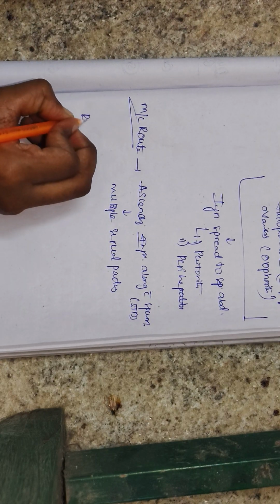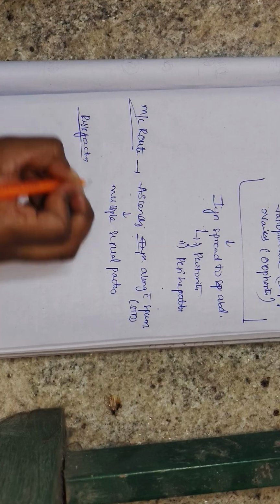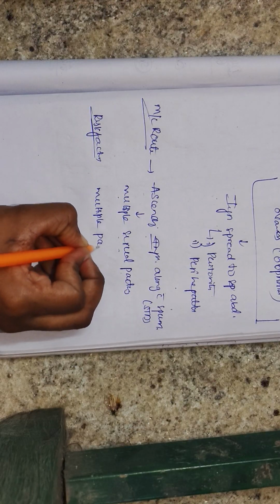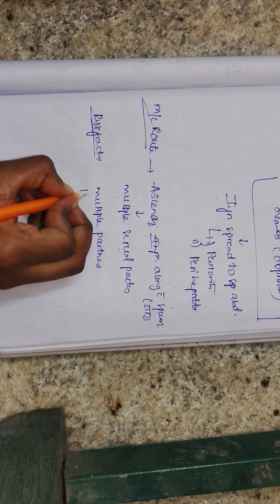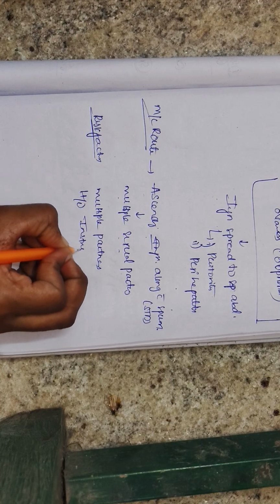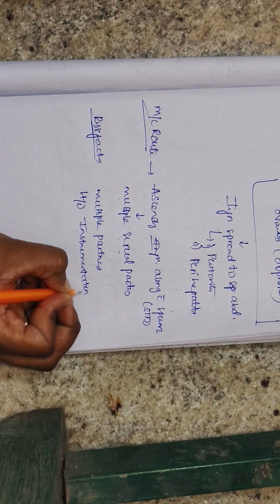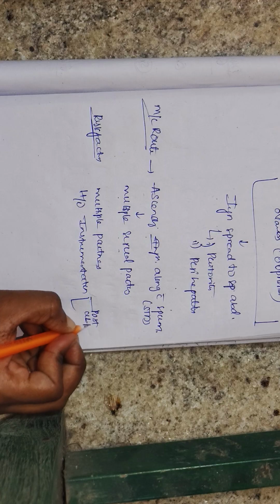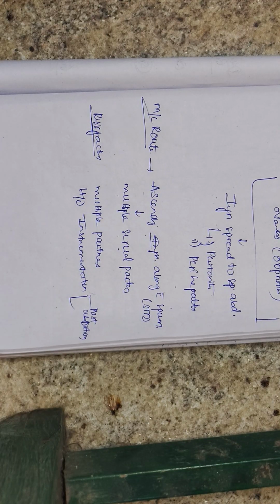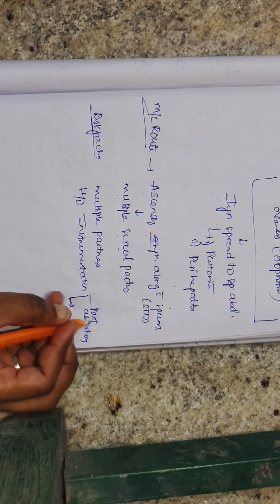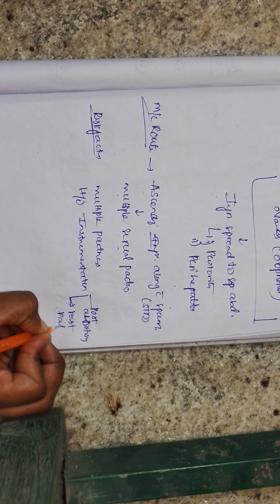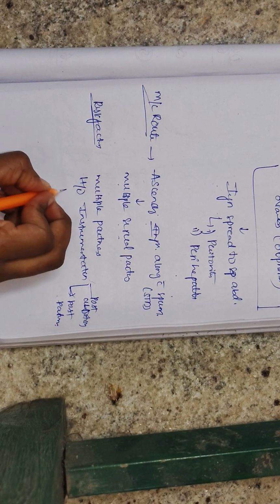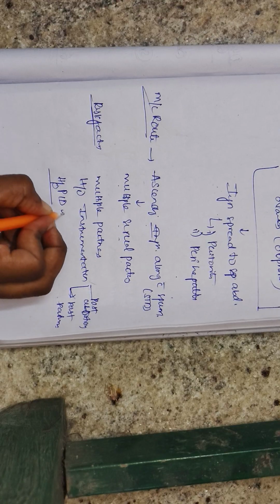Next, risk factors. Who are the risk factors for PID? Risk factors are multiple partners. Next one is history of instrumentation, like post abortion, postpartum, all this. In abortion you use some instruments, and because of that the infection enters into the upper genital tract. Post abortion or postpartum, if any is present. Next, any previous history of PID. PID history present means this is a risk factor.